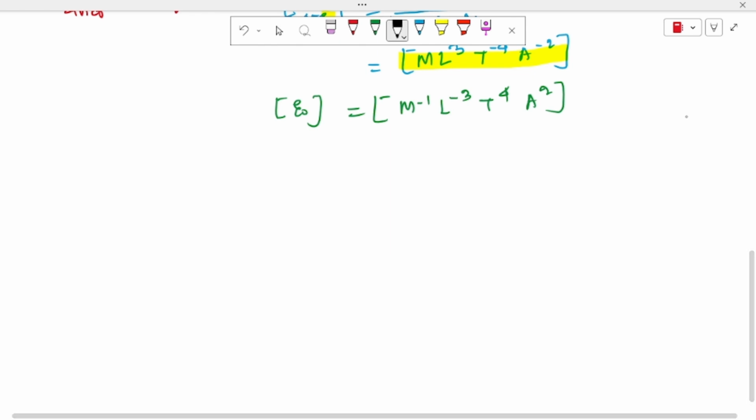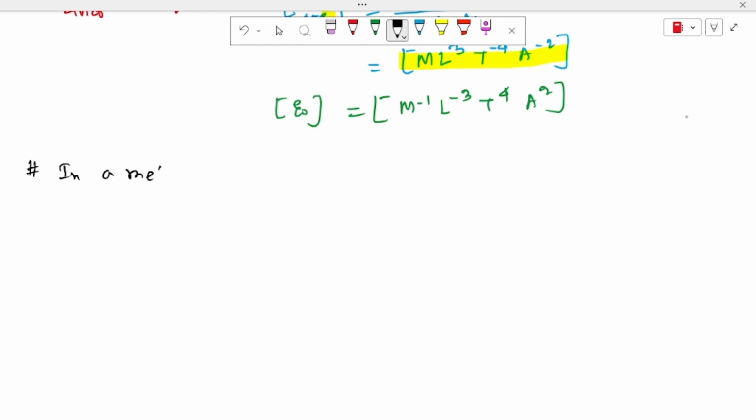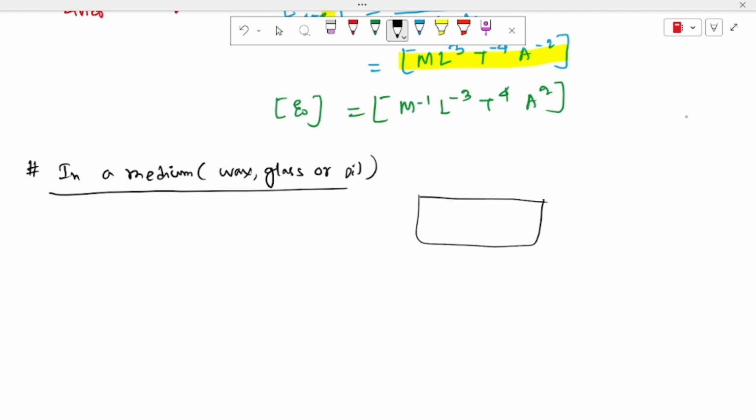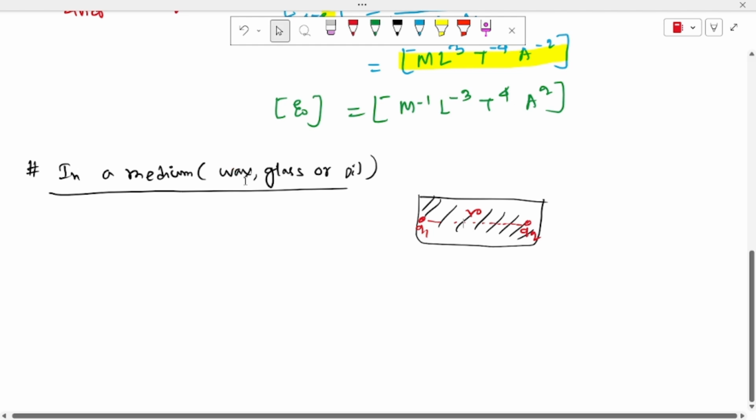Now, in a medium like wax, glass, or oil, let us say here is the medium, and charges are Q1 and Q2, separated by distance r. Then what will be the expression of force?